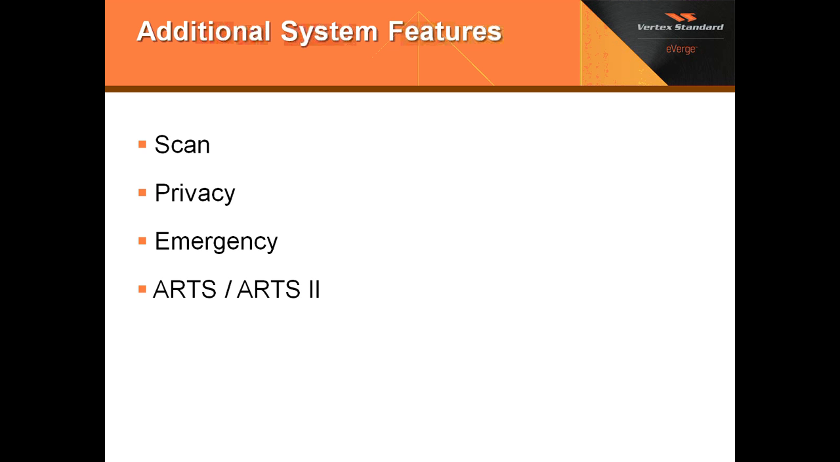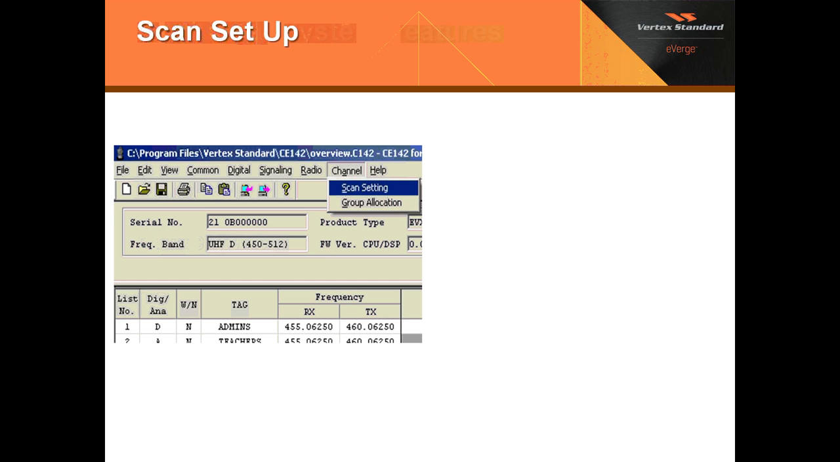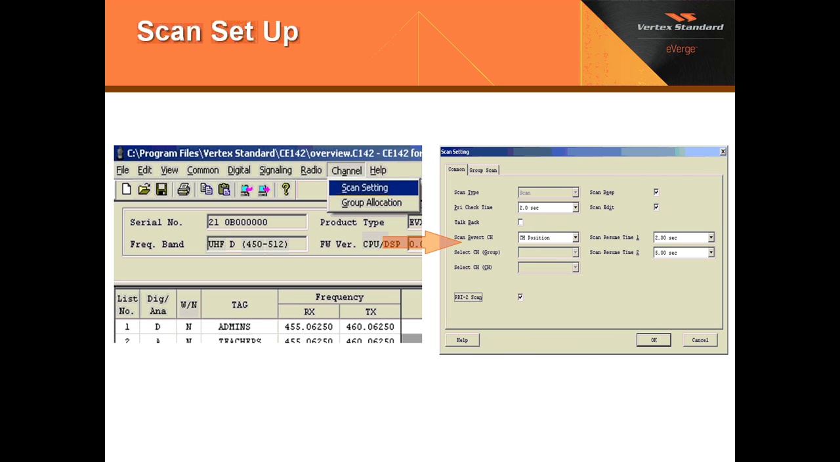Now that we've gotten that done, we're going to go ahead and talk about additional systems we have. The additional system features we have are scan, privacy, emergency, and ARTS 2. And we're going to go over programming each of them. We'll start off with setting up scan. We'll do that by first going to channels and selecting scan settings. That'll cause this window to pop up.